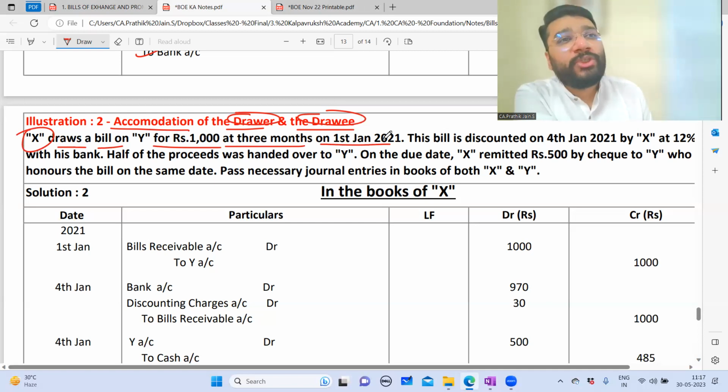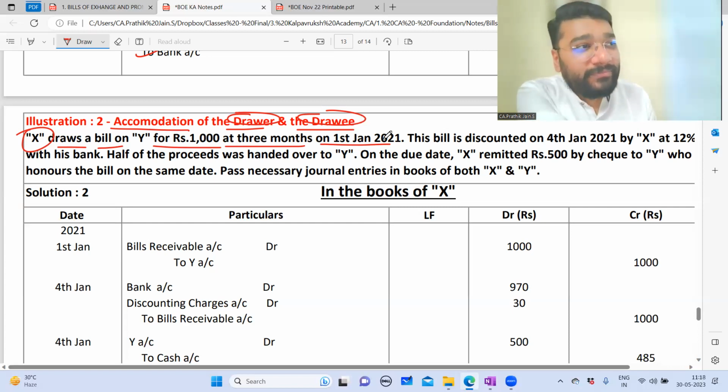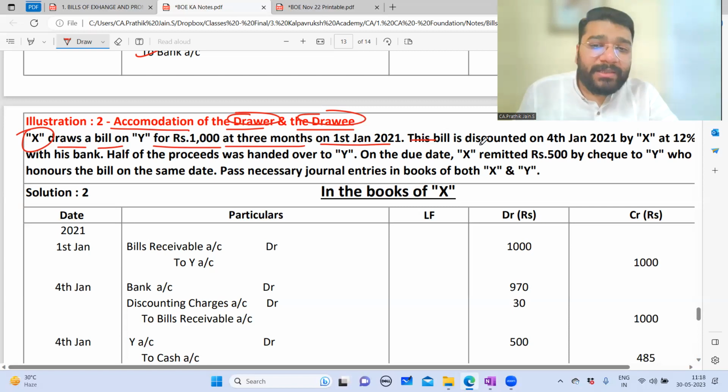Who's the issuer? Who's the issuee? Very good. What is the credit period? When is the bill accepted? First Jan, bill drawn. Very good. What is the bill value? 1,000 rupees. Very good. This bill is discounted on 4th Jan 2021 by X at 12% per annum with his bank.